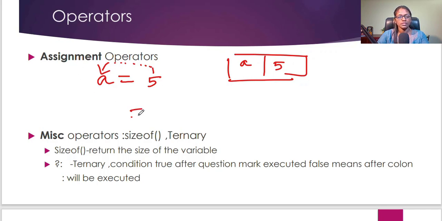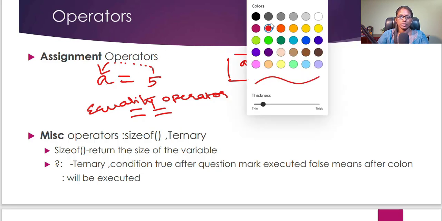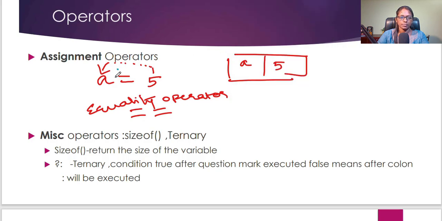The equality operator is different. They use double equal. So that is the equality operator. The right hand side value will be assigned to the left hand side memory location. That is, this equal to is an assignment operator.